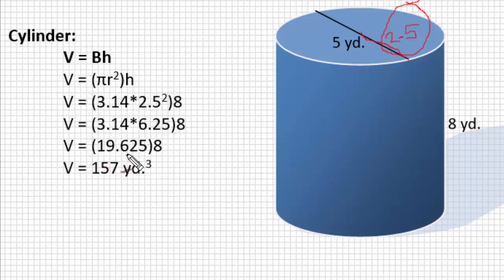This value, the area of our circle, 19 and 625 thousandths times 8, gives us an exact value of the volume of the cylinder, which is 157 yards cubed. Did you remember to cube your units?